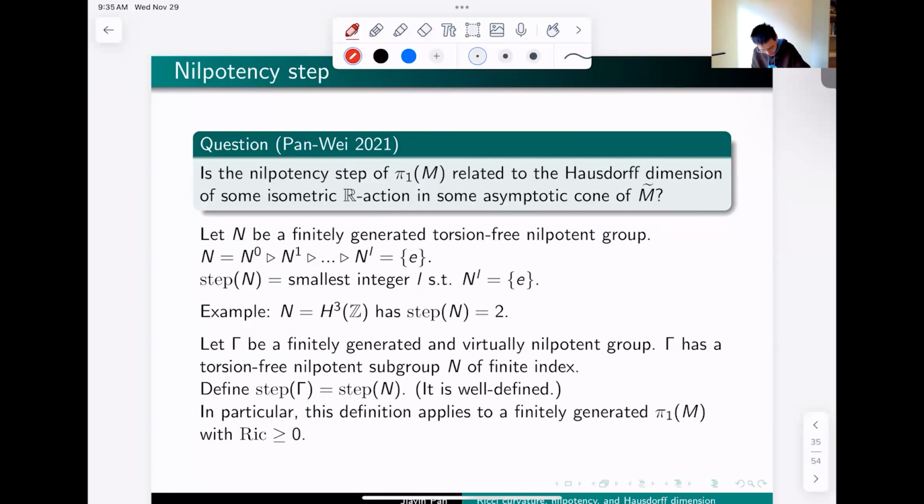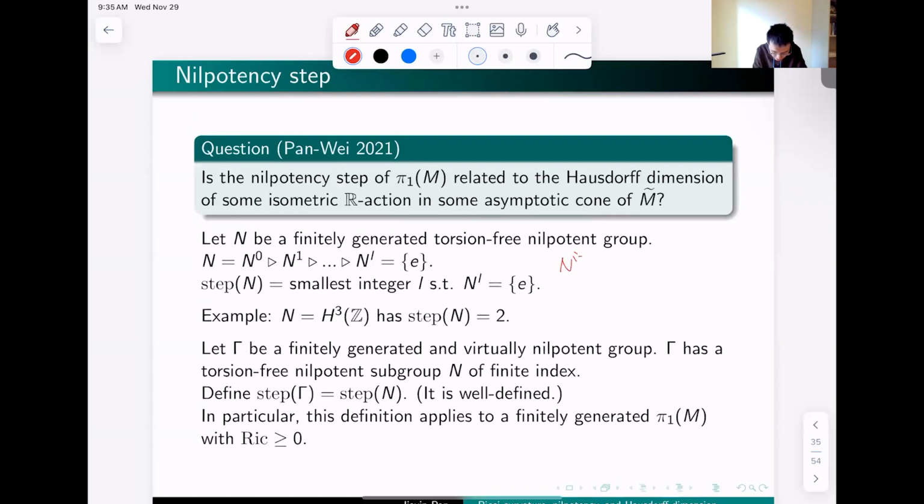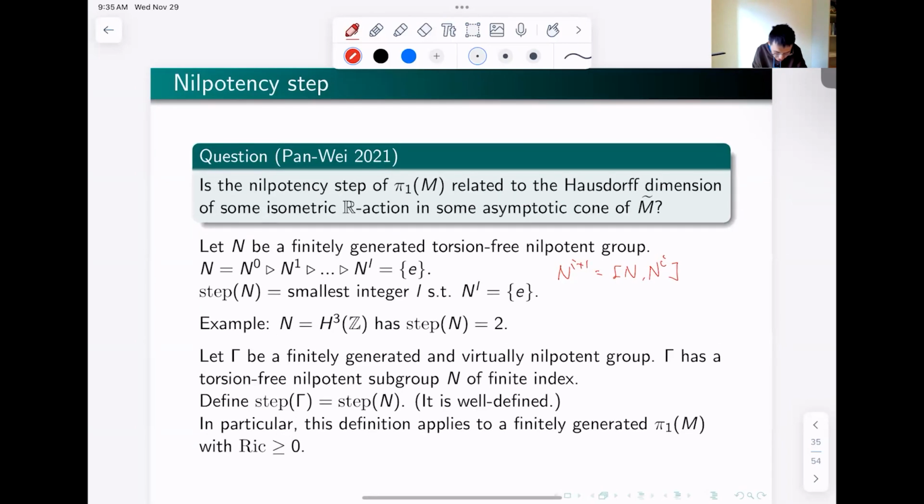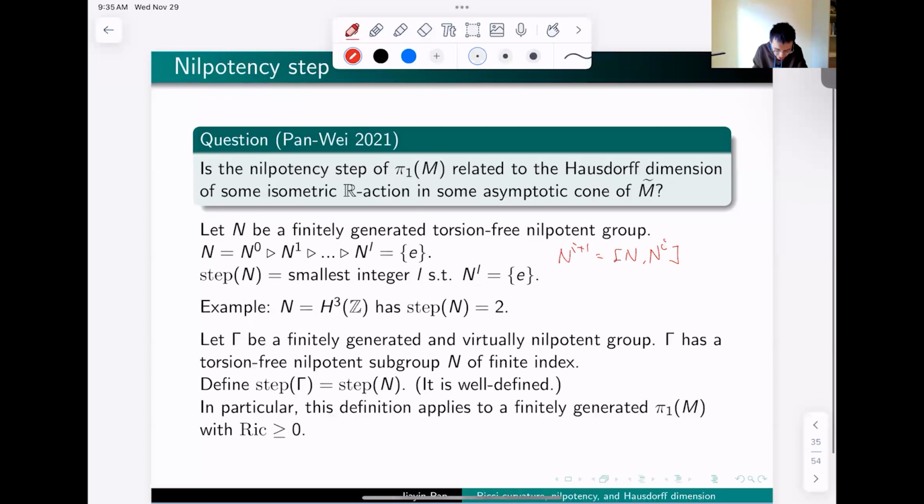So let me first give some definitions for context. So let's take a finitely generated torsion-free nilpotent group. And then it has this lower central series. So basically, N_{i+1} is you take the commutator between N and N_i. Then we say the step of N is the smallest integer such that you end in the identity after that many commutators. For example, the Heisenberg-3 group nilpotency is step 2. Well, an abelian group has step 1.